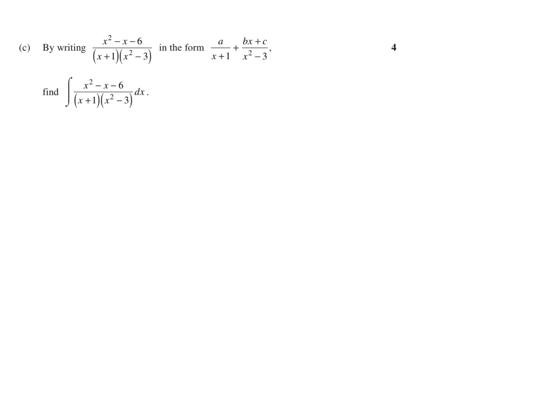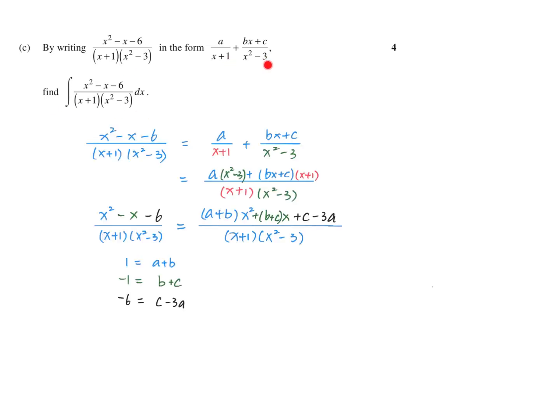Part C asks you to write this rational expression in the form of this one and then do the integration. These two rational expressions are only in different forms. Therefore, we can put an equal sign between the two different forms.